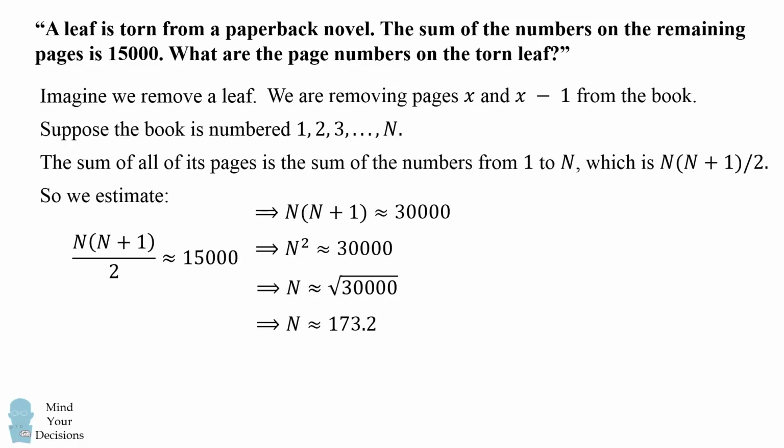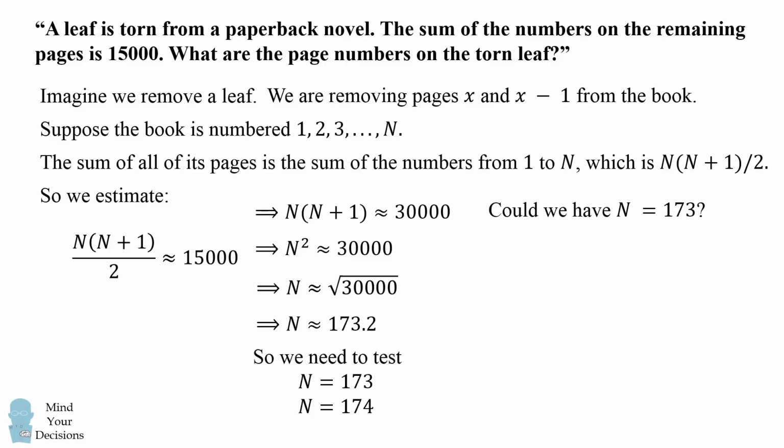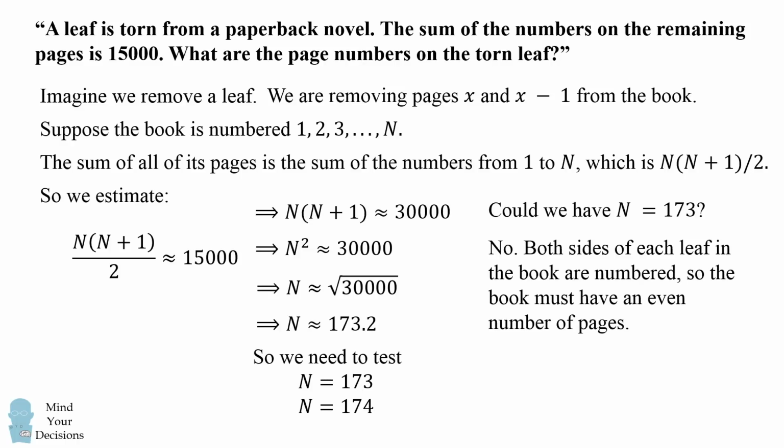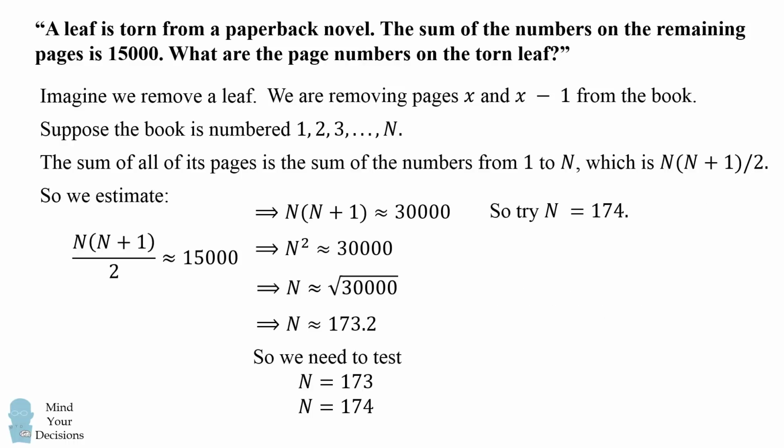This is not a whole number value, so we're going to consider the adjacent whole values. We'll test out n equals 173 and n equals 174. Could we have n equals 173? In this particular problem, we could not have n equals 173. This is because both sides of every leaf in the book are numbered, so the book must have an even number of pages. This means we have n equals 174.